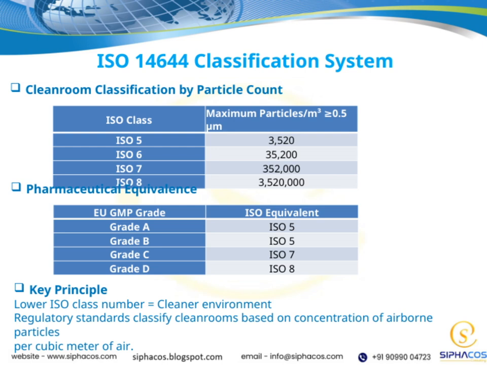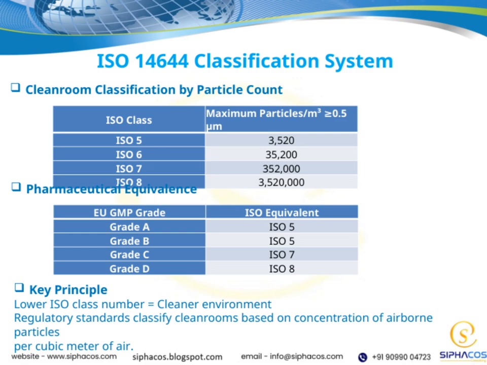For example, in the EU GMP grading system, Grade A and Grade B correspond to ISO 5 standards, which are very clean environments suitable for critical processes. Grade C is classified as ISO 7, and Grade D as ISO 8, which are still controlled but less strict.